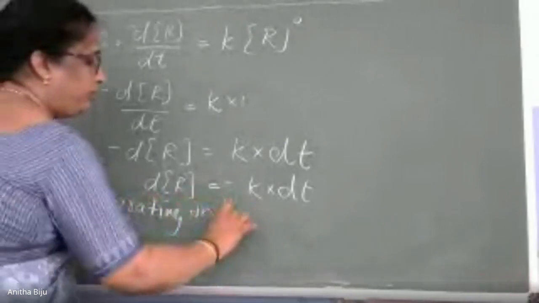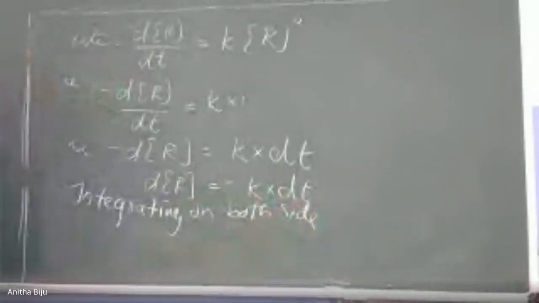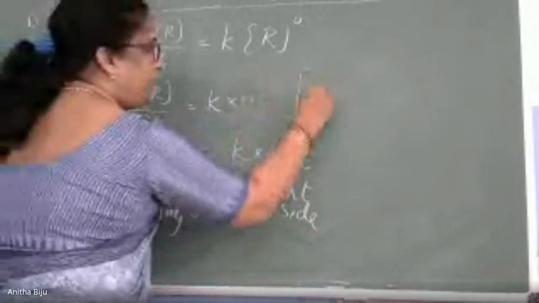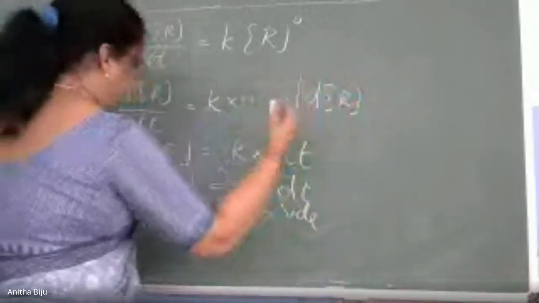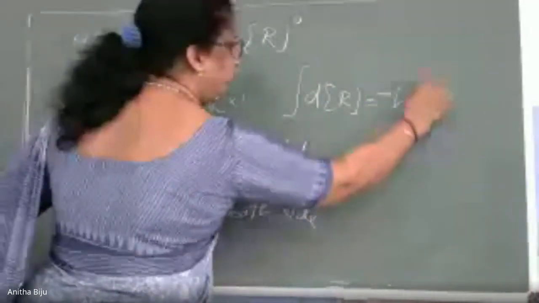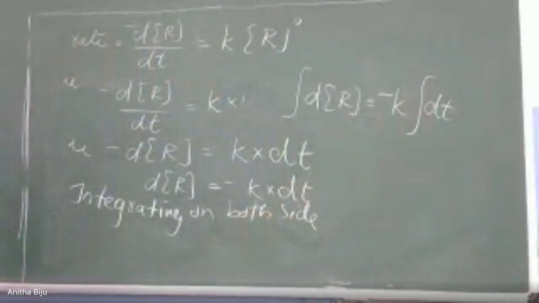Integrating on both sides. Integration simply means a removal of the symbol d. So it is represented like this, d equal to k. K is a constant, so we can't do it like this, so we can write it like this. This is the meaning of integration.